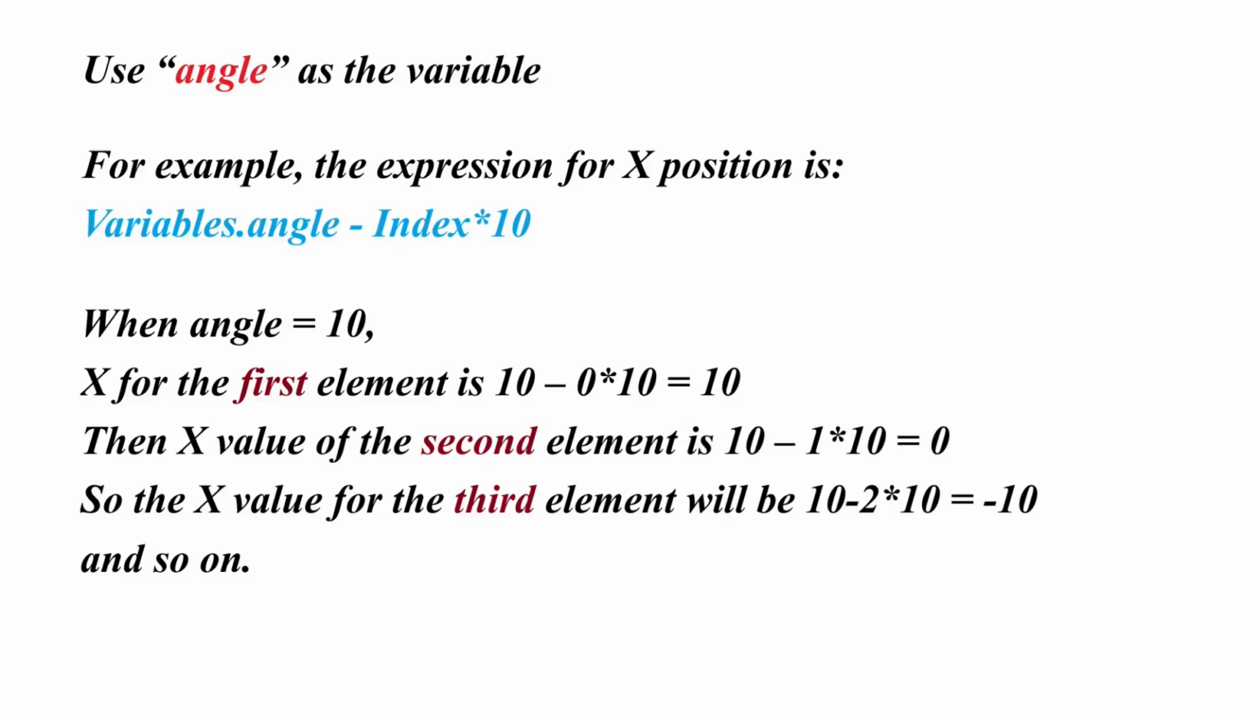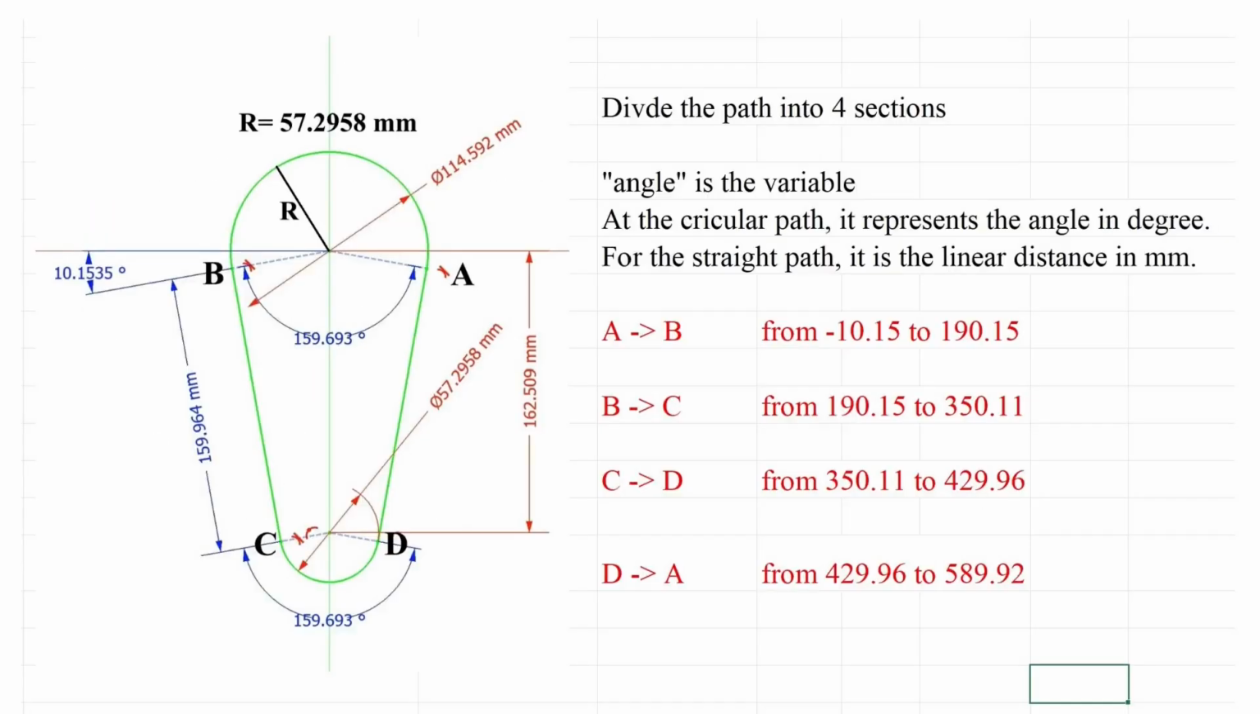When angle equals 10, X for the first element is 10 minus 0 times 10. It is 10. Then the X value of the second element is 10 minus 1 times 10. It is 0. So the X value for the third element will be minus 10, and so on. I divide the path into 4 sections. Angle is used as variable and it refers to an angle within the circular path.